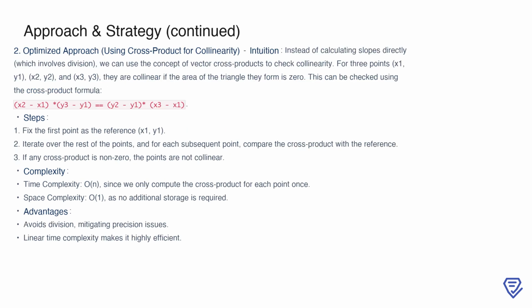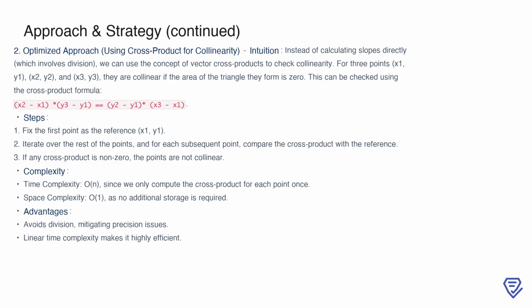A more efficient solution is the optimized approach, which uses the concept of vector cross products to check for collinearity. This method avoids direct slope calculations and instead relies on the property that 3 points are collinear if the area of the triangle they form is 0. Mathematically, this can be verified using the cross-product formula (x2 - x1) * (y3 - y1) = (y2 - y1) * (x3 - x1).